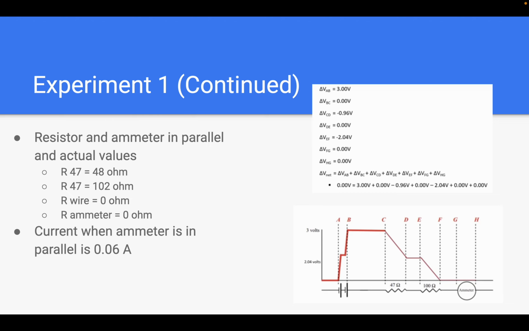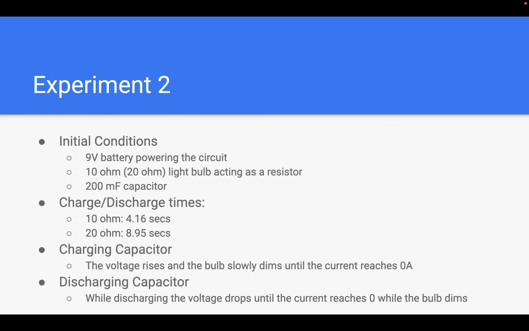So you can see on the right all the smaller segments calculated, and then we can see that after all of them being calculated, VNet has to be equal to 0, and it does. And this is the graph of each individual segment and how it leads back to 0. And then the current when the ammeter is in parallel is 0.06 amps.